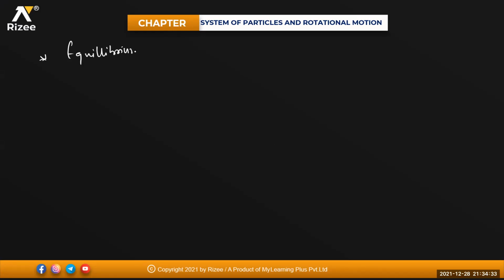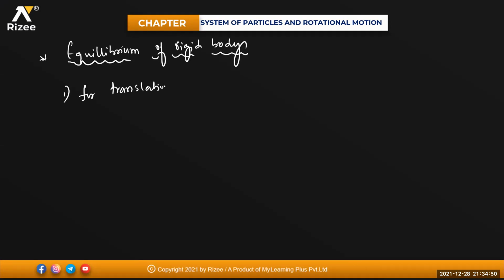Equilibrium of rigid body, very important term, beta. Equilibrium means what, beta? Net force acting on the body is zero in translational. For translational equilibrium, the sum of total forces acting on the system must be equal to zero. That means if total external force acting on the system is zero, then the center of mass of the body will always remain in equilibrium.